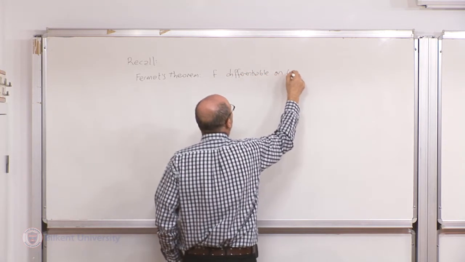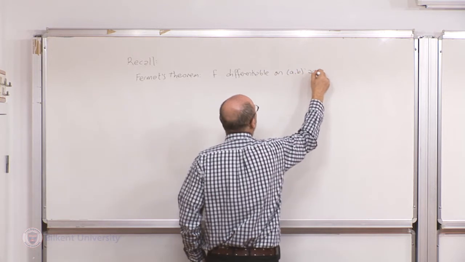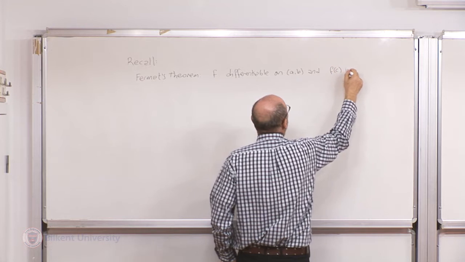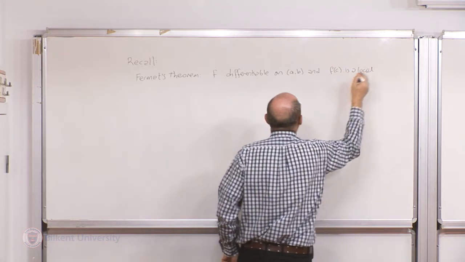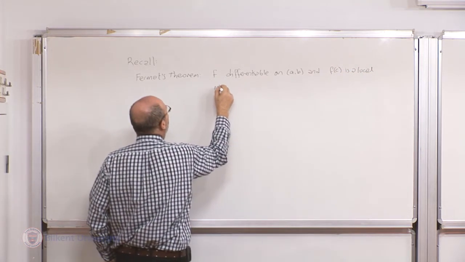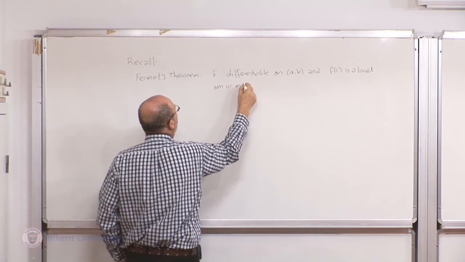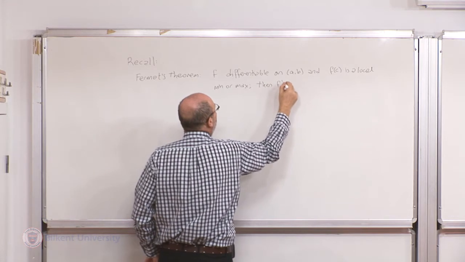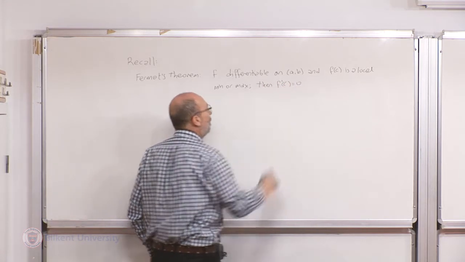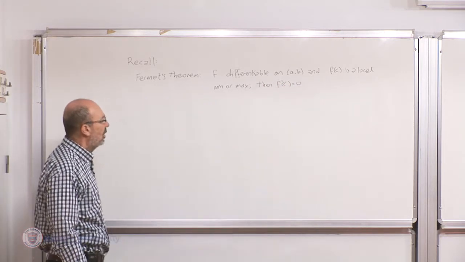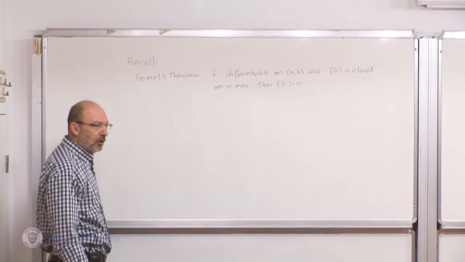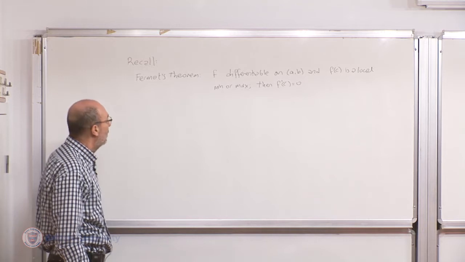on, say, A, B, and f of c is a local minimum or maximum. Then f prime c is equal to 0. We check this by writing the usual Newton quotient.